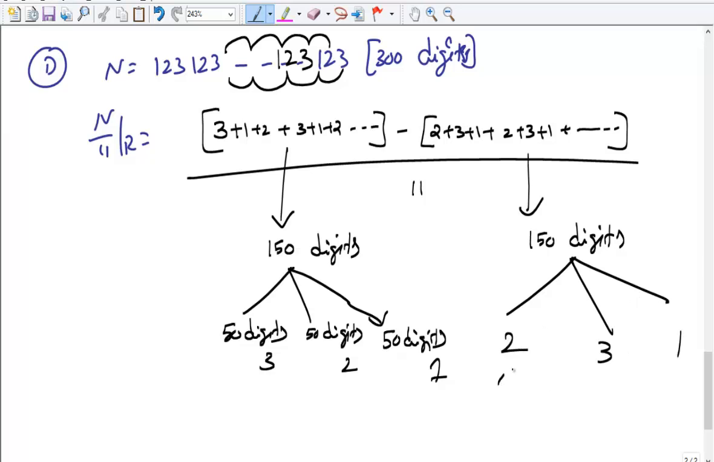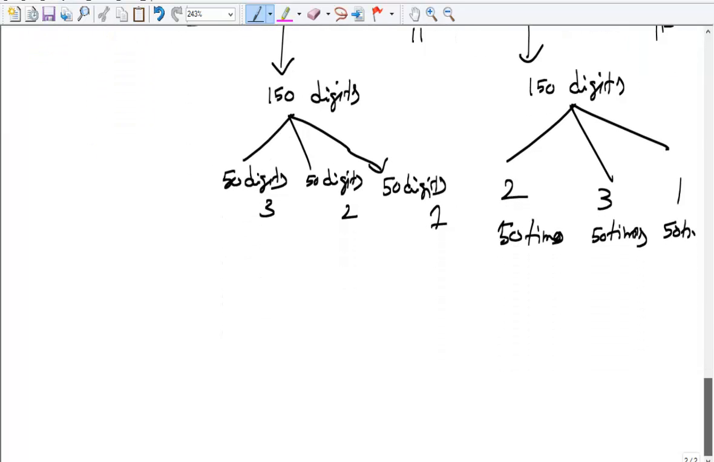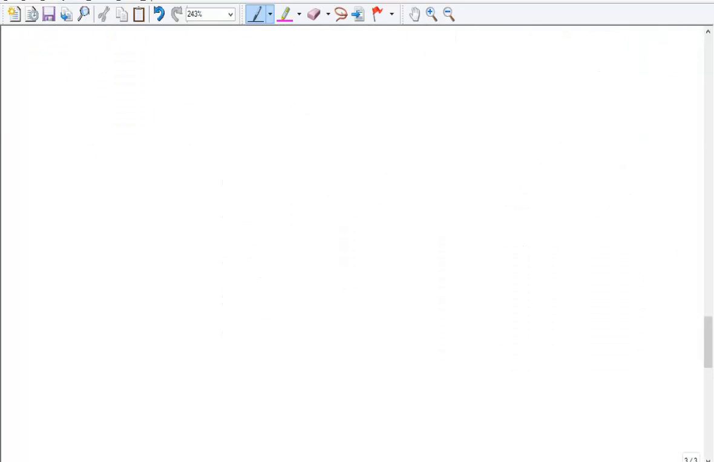2, 3, 1, each one appeared 50 times. That's it. So both sums are equal. So in such a case the difference is 0, and 0 by 11, the remainder is 0. It's very simple. But should we really take every single term? The most important thing is, should we really take every single digit? No, it's not needed.